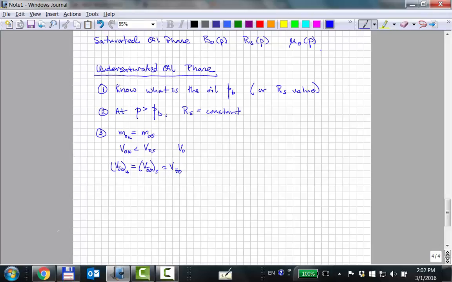So what's going to happen is that the BO undersaturated, which is the undersaturated oil volume over the saturated oil volume over the same surface oil volume. If this was 2, this is not going to be equal to it. The volume of the undersaturated oil gets smaller. We're compressing it. So this is going to have to be smaller, so this is going to go to 1.9 or 1.8 or something. Something less than 2.